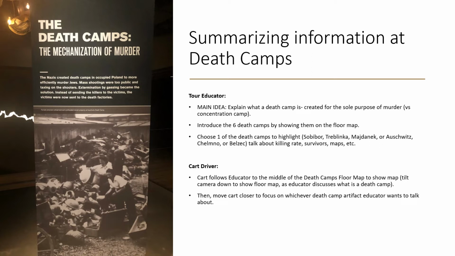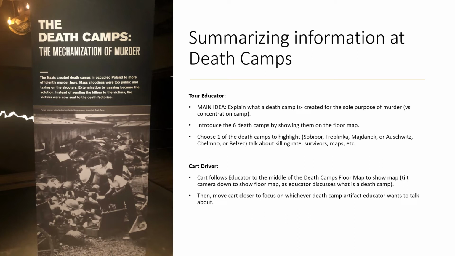And how can you do this without talking for 45 minutes about each of the 6 death camps and how they differ from concentration camps, right? We could talk forever about this, but how can we do this succinctly? First, I say give the main idea. Explain what a death camp is, in 1 or 2 sentences. Then use the floor map to introduce the location of the death camps, explain that they're on train lines, and show that they're all in Poland.